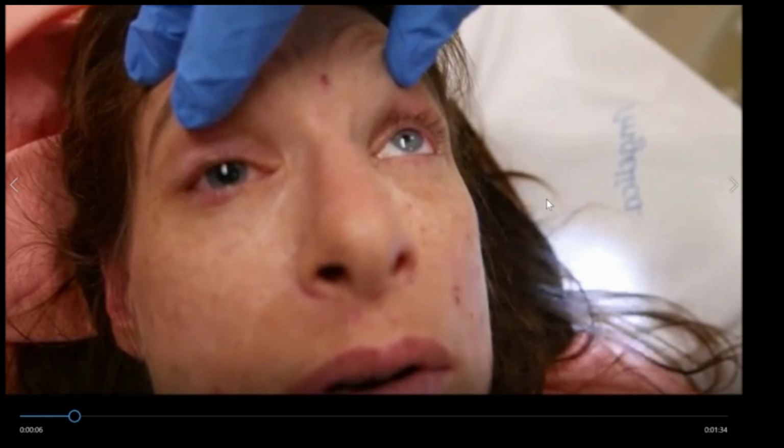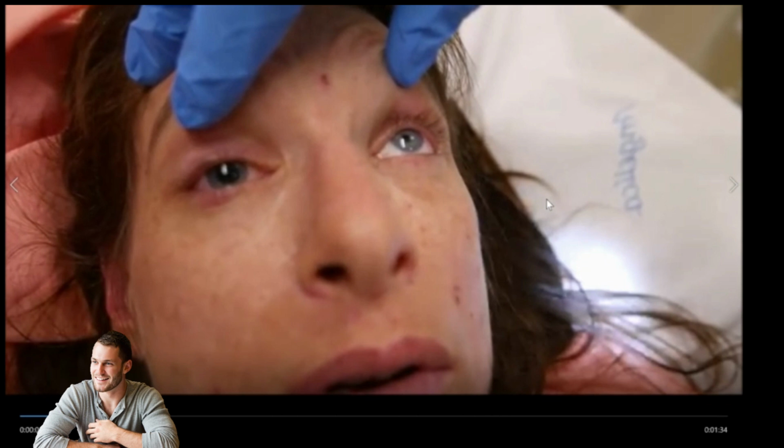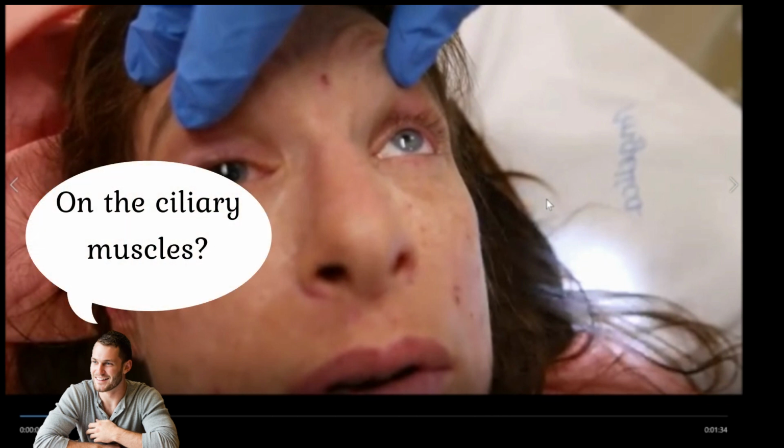Now why do you think that ptosis happens in Horner's syndrome? Can I have another student? Why do you think ptosis happens in Horner's syndrome? Yes. So what does the sympathetic activity do? On which muscle does it act? Well, ciliary muscles act on the lens, not on the eyelid. So which muscle acts on the eyelid?